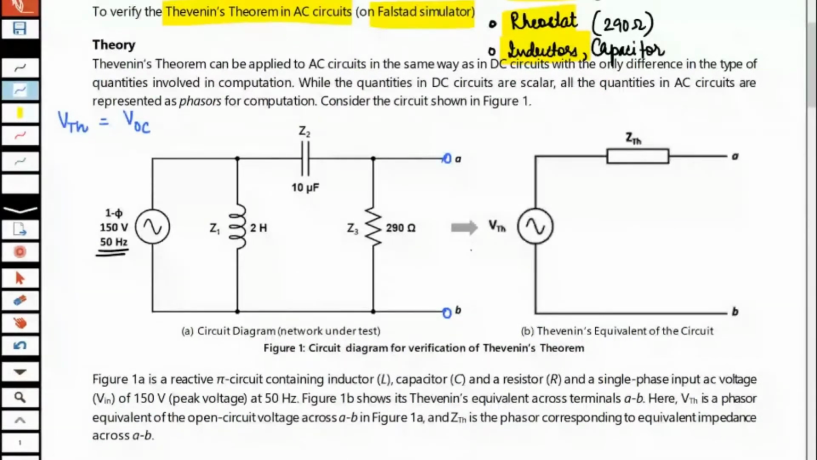If this was a resistive circuit, everything was okay. Directly values could have been taken. But since this is an AC circuit, all these terms are actually phasors, right? So here again comes another difference between what you would have done in lab and what you will observe here. On Falstad, how will you measure the voltage here? You will connect a voltmeter probe.